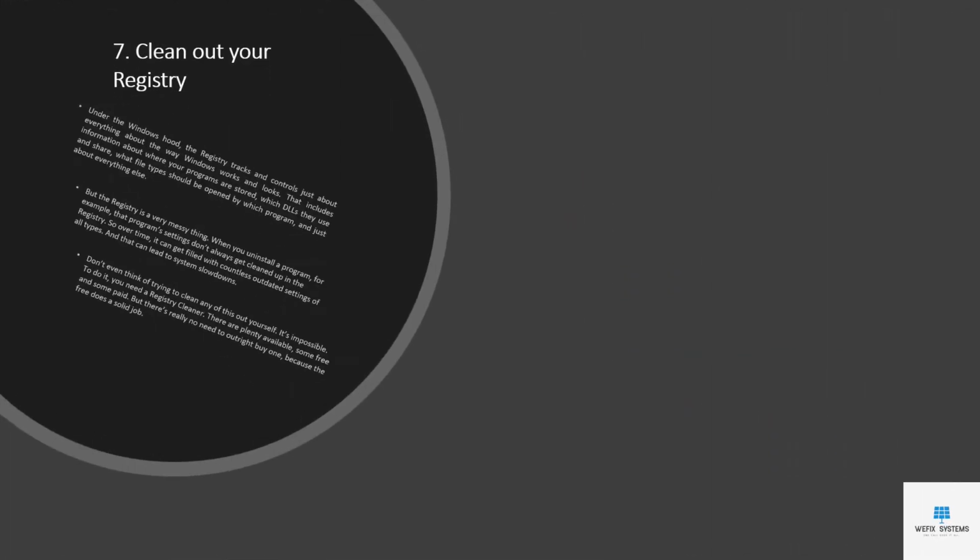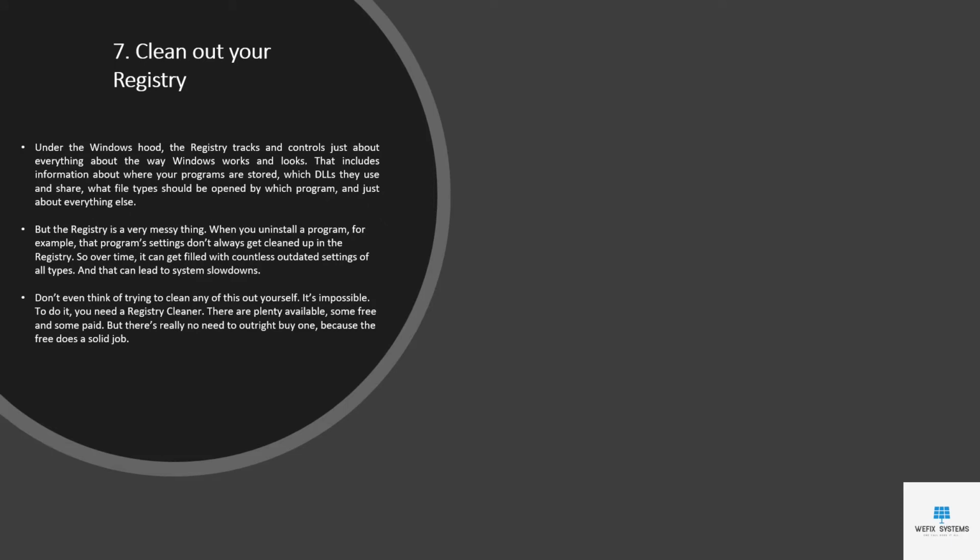Step 7. Clean out your registry. Under the Windows hood, the registry tracks and controls just about everything about the way Windows works and looks. That includes information about where your programs are stored, which DLLs they use and share, what file types should be opened by which program, and just about everything else.